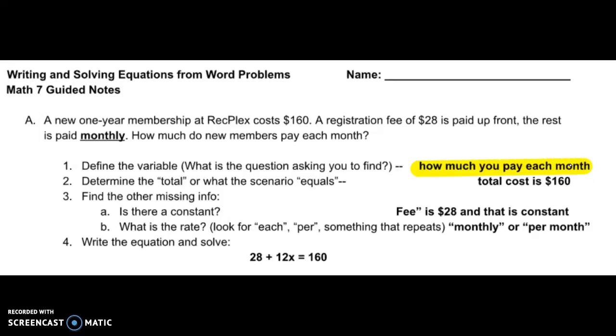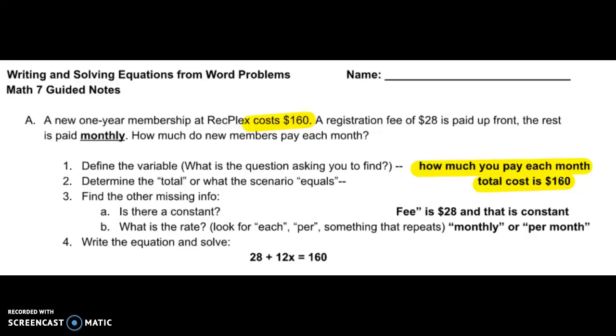So now that we know that that's what we're trying to find, we have to put the other missing pieces together. It says to determine the total, or what this scenario equals. It says up top that a membership costs $160. That's our big ticket cost amount. So the total cost of this scenario is $160.